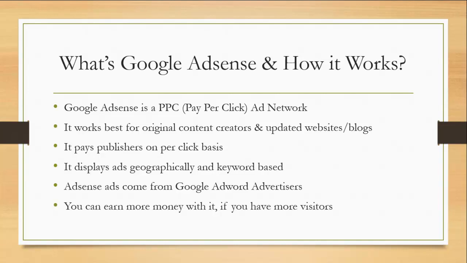And also keyword based. By keyword based, I mean that advertisers who give those ads to Google target keywords, so that if someone searches on Google, it displays this ad or that ad. They target both geographically and keyword based. So if a person is searching from Dubai about something, they will see different ads, and if a person is searching from India, they will see different ads.